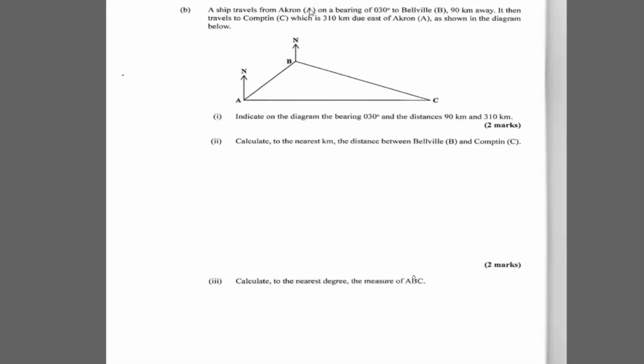So a ship sails from Akron on a bearing of 30 to Belleville. So the bearing of A from B, this is 30 degrees, that right there. Then they tell us that the distance from A to B is 90 kilometers. So the distance right here is 90 kilometers. Let's try to make it better, fit in 90 kilometers.